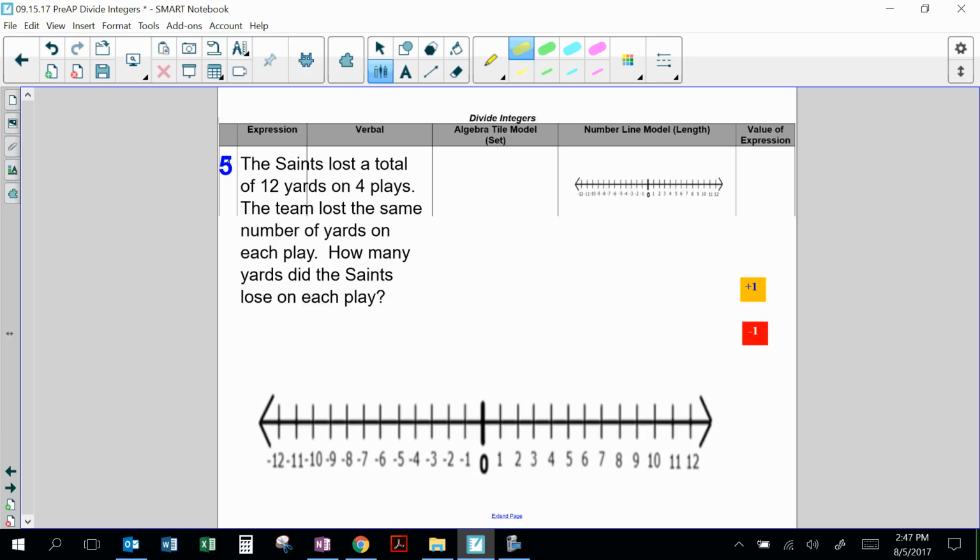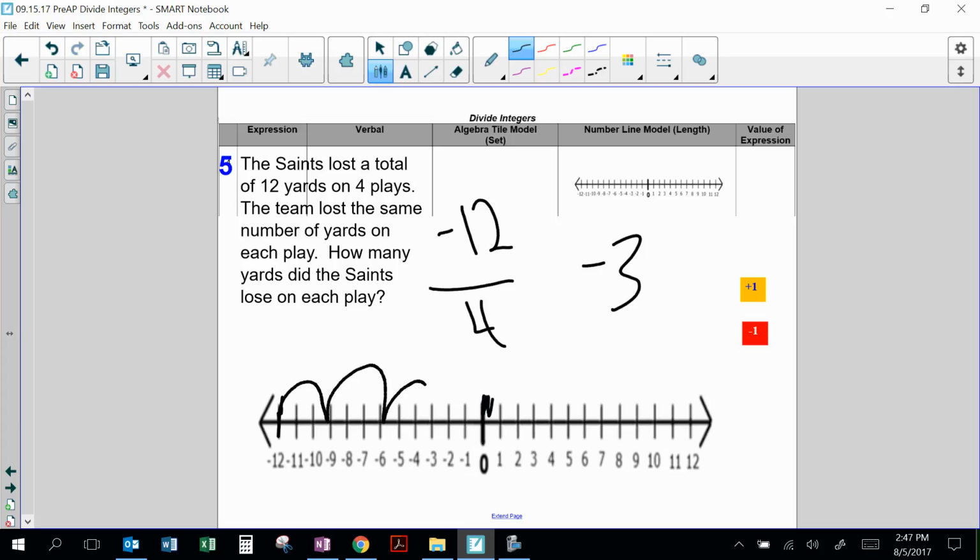And next one. The Saints lost a total of 12 yards. That's negative 12. Loss means negative. On 4 plays, the team lost the same number of yards on each play. How many yards did the Saints lose on each play? So 12 divided by 4 is 3. So 12 negatives divided into 4 groups would be negative 3. I divide them into groups of negative 3, and that's the reason why it's negative 3. So they lost 3 yards on each play, or negative 3.